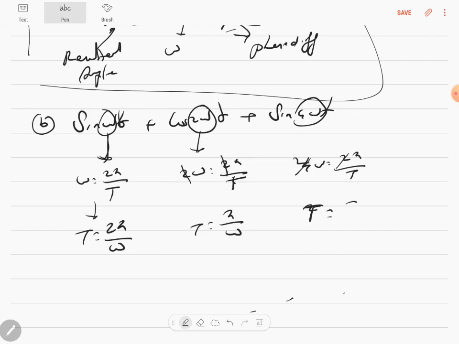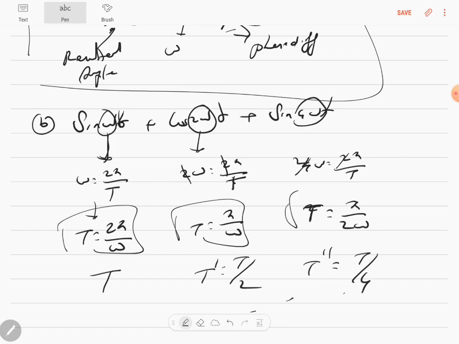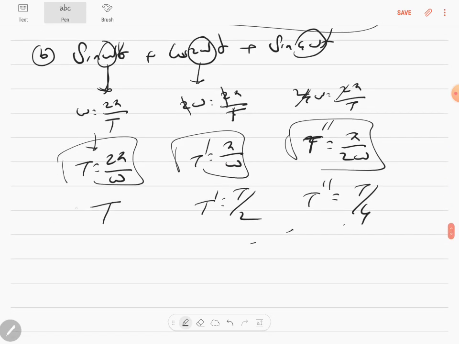T is equal to pi by 2 omega. Therefore, if this time period is T, this time period will be T dash, which is T by 2. This time period will be T double dash, which is T by 4. Can you compare these three time periods? You understand that the time period for this is T dash and this is T double dash. Comparing it with the first T, this is half of it and this is 1/4 of it.